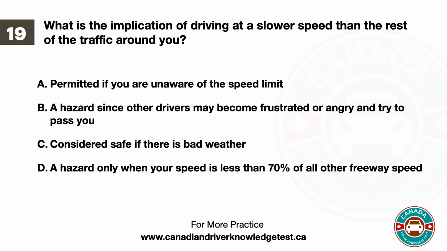Question 19. What is the implication of driving at a slower speed than the rest of the traffic around you? A. Permitted if you are unaware of the speed limit. B. A hazard since other drivers may become frustrated or angry and try to pass you. C. Considered safe if there is bad weather. D. A hazard only when your speed is less than 70% of all other freeway speed. The answer is B. A hazard since other drivers may become frustrated or angry and try to pass you.